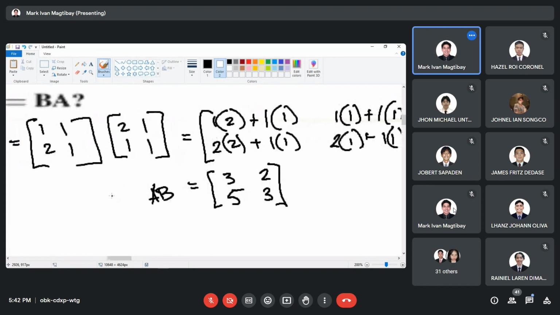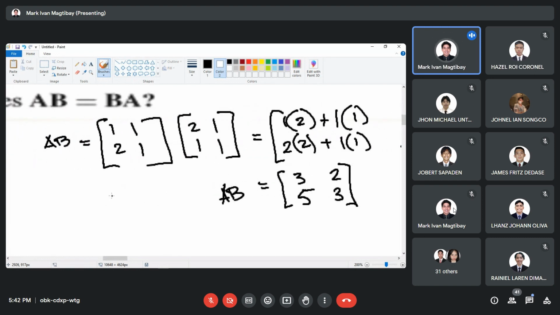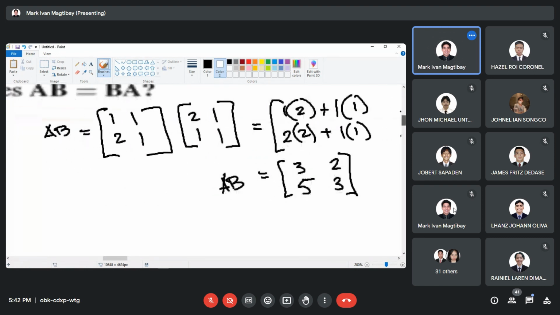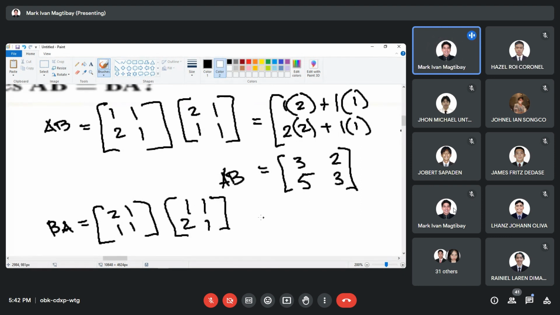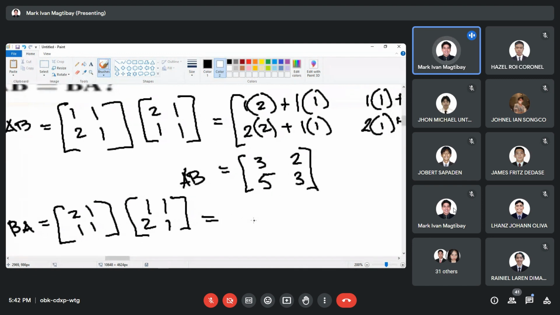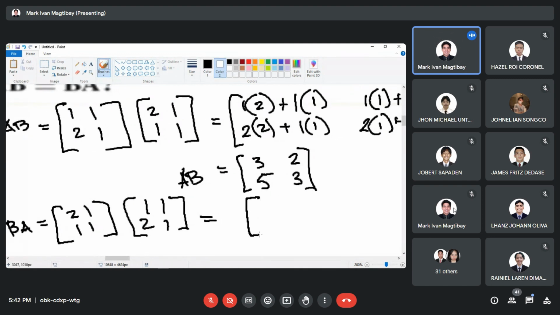So how about kapag B times A naman po natin? Okay? So i-rewrite lang natin para hindi tayo malito. B times A: 2, 1, 1, 1, 1, 1, 2, 1. Okay? So medyo bilisan na lang natin. Okay? So this is 2 times 1 plus 1 times 2 po natin.